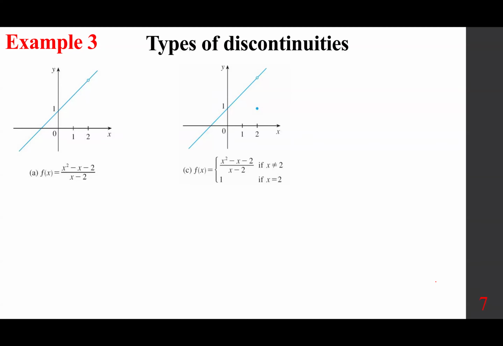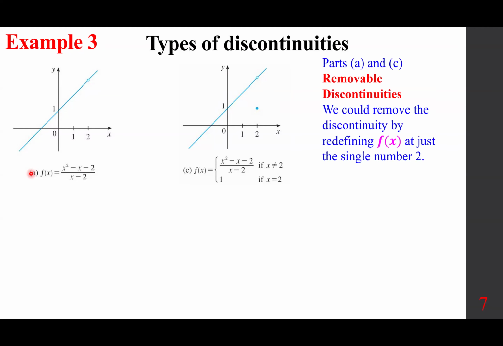Types of discontinuities. We clearly see a hole here, we see a hole here, and we see a dot. There's a difference between the two functions. Nevertheless, both of them are discontinuous. Parts A and C are called removable discontinuities. We could remove the discontinuity by redefining f of x at just the single number 2.